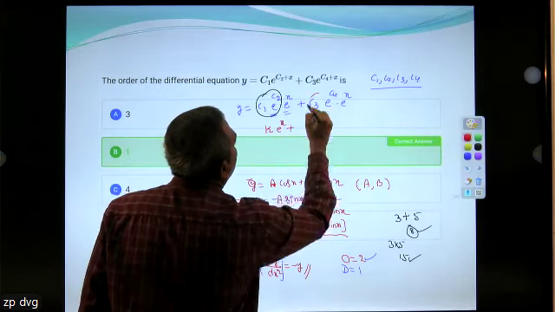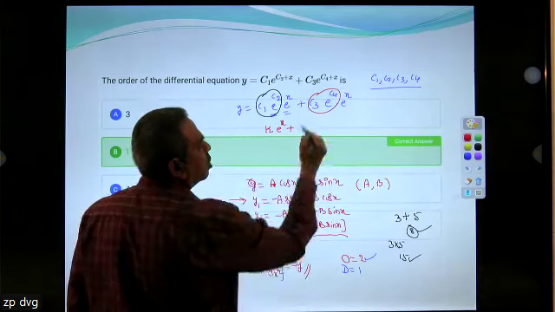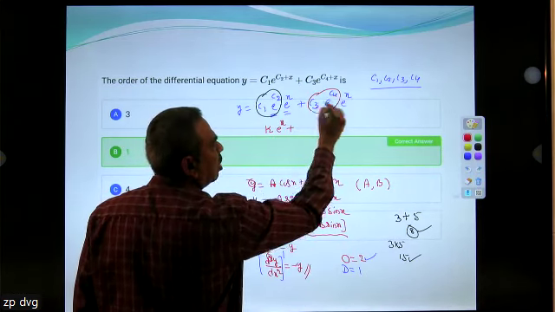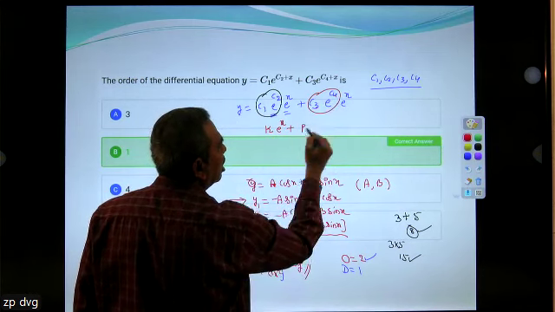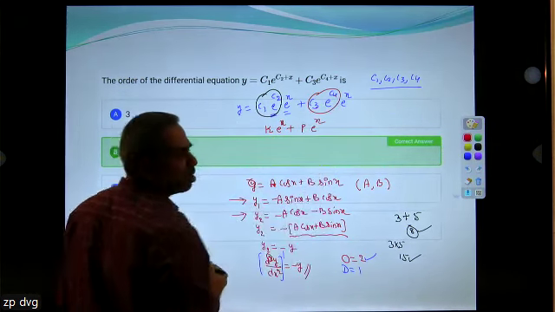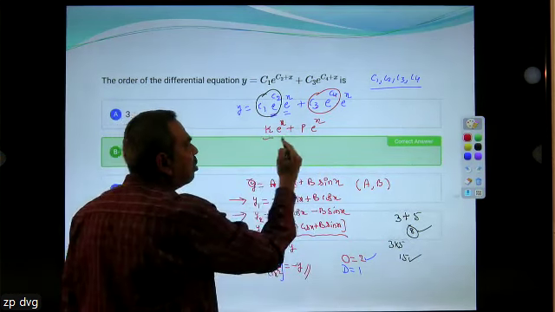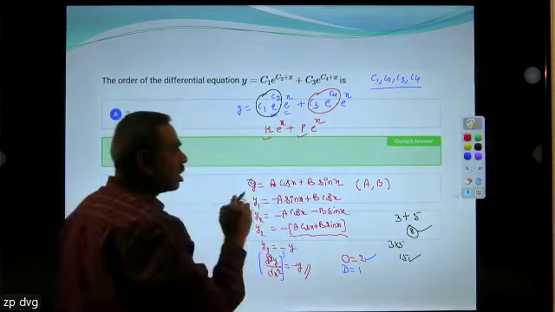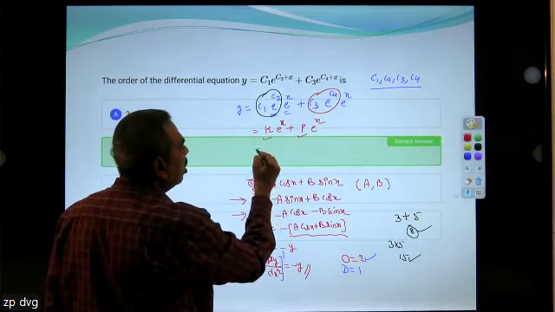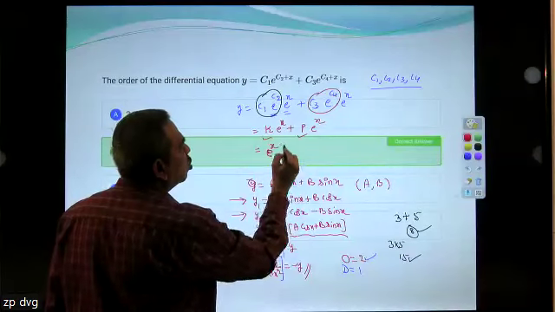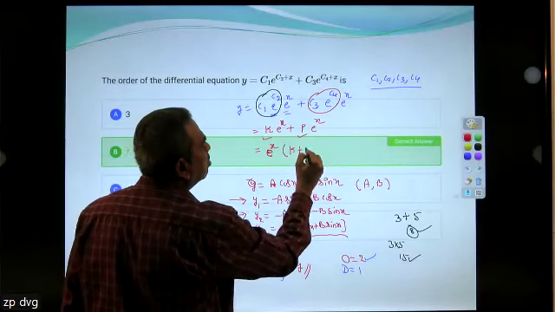Plus, this is another constant. C3 is one constant, e power C4 is another constant. Multiplication of these both is another constant. Let us name it P into e to the power x. Still it is not over. Don't think that K and P are two different constants again. In these both, I can take e to the power x common. If you take e to the power x common, what is left out? K plus P. Is it clear?